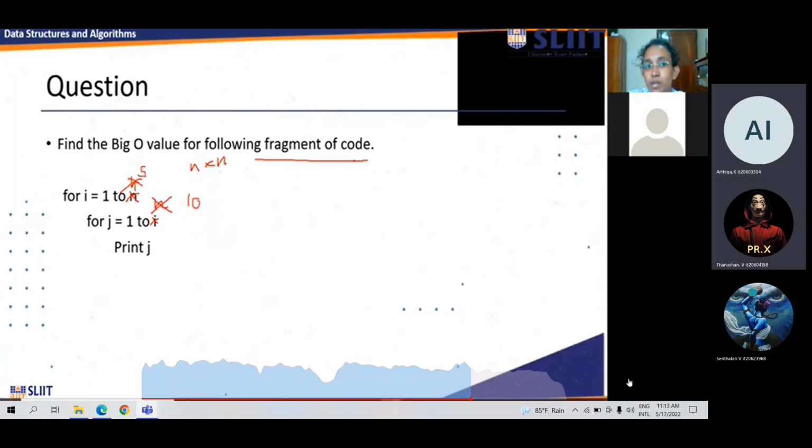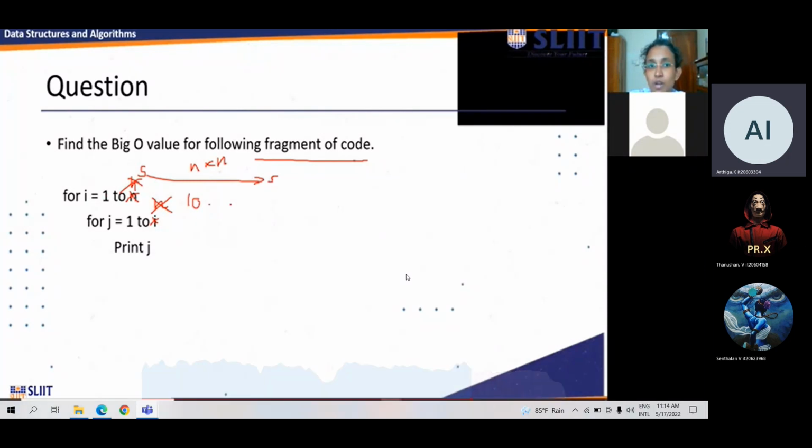For each for loop iteration, now think that this is 5 iterations. 1 to 5 means 5 iterations. 1 to 10 means 10 iterations. Altogether, that is 5 into 10. 5 into 10 means 50 iterations will be there. 50 iterations means it's a constant. 50 is a constant. So if 50 is a constant, you can again write it as big O1. It's like that.